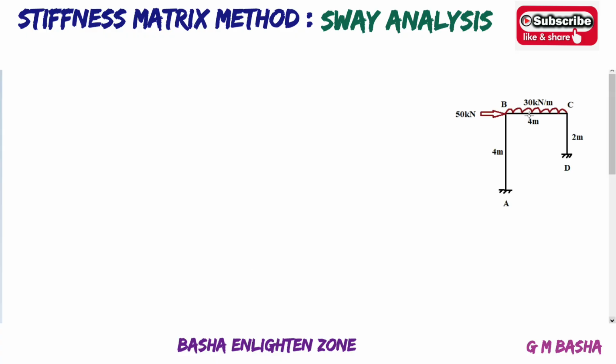Hello friends, in this lecture I would like to explain another example based on the stiffness matrix method. I already solved so many problems based on the stiffness matrix method, that is, based on the continuous beam, then the sinking of the supports, and then the non-sway analysis. But here the problem is based on the sway analysis, with unsymmetrical loading and different heights of the columns. Therefore, there is a small difference in the procedure between the non-sway analysis and the sway analysis.